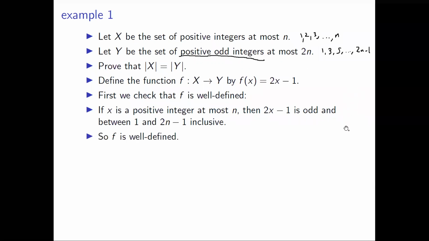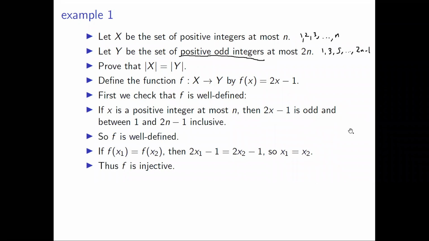So we found that f is well defined, and we want to show that this f is a bijection, so we need to show that it is both injective and surjective. So for injectivity, we'll use the same method that we used in the last video. We'll assume that f of x1 equals f of x2 for some elements x1 and x2 in the set x. By definition of f, this means that 2x1 minus 1 equals 2x2 minus 1, and we can solve this to show x1 equals x2. That means f is injective.